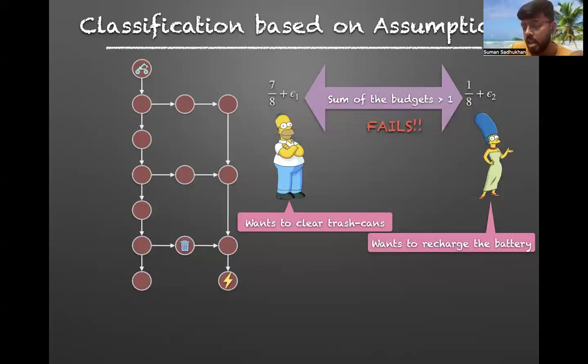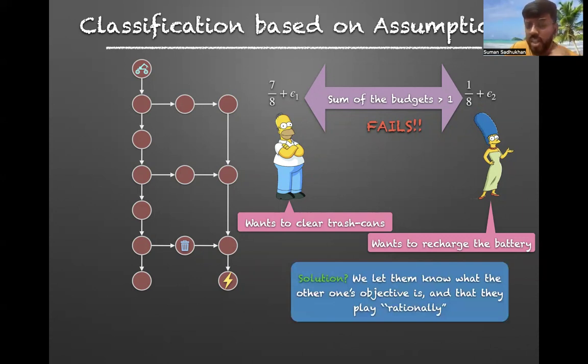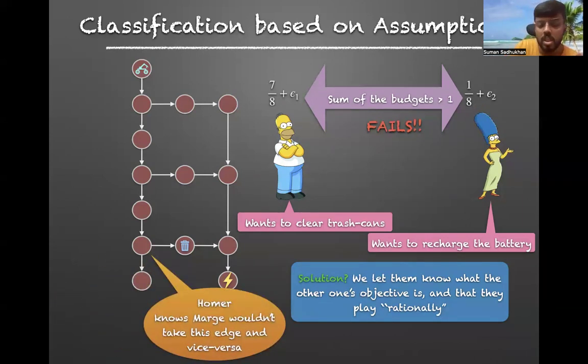So we have to assume something, like one player has to assume some behavior about the other player. So what is the assumption that can guarantee that we can compose them? The assumption is that if you see this, the vertex, Homer knows that Marge wouldn't take the edge. So if the robot is at the left penultimate vertex, then Homer knows that.